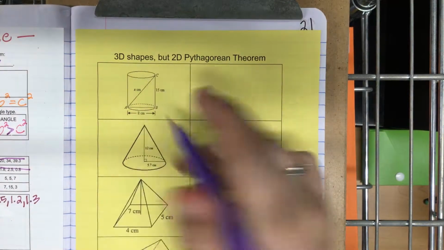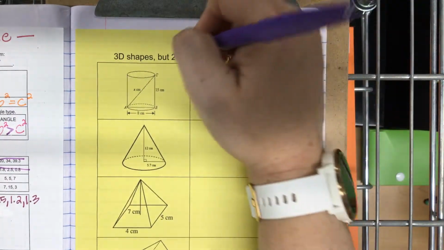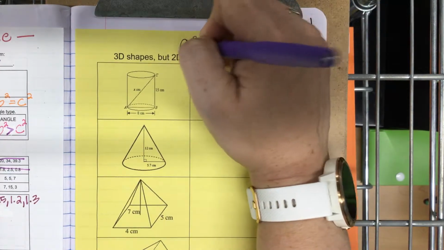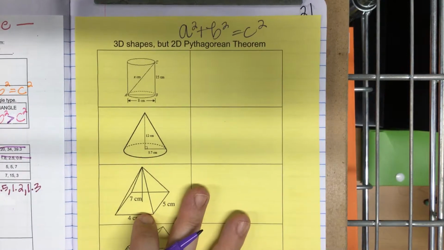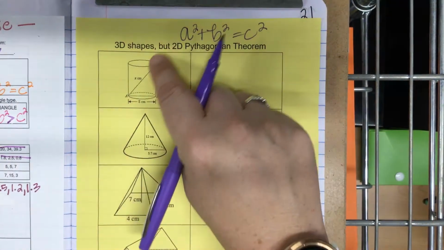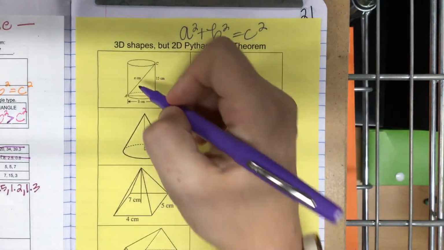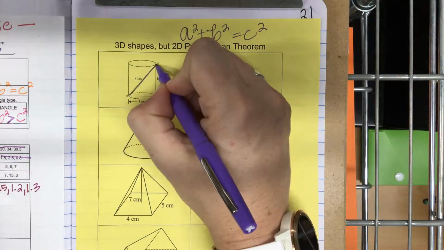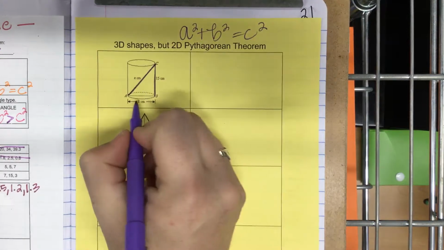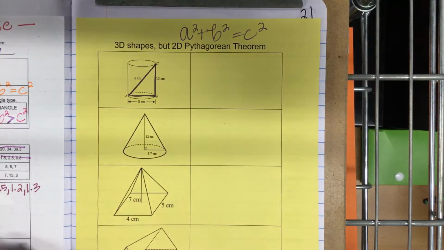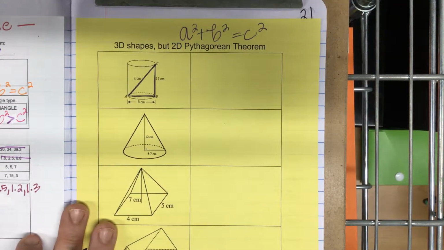3D shapes, but it's still just two-dimensional Pythagorean theorem. So we're still doing a squared plus b squared equals c squared. We just have to know a little bit about it. So if I look at this shape, here's my hypotenuse. Here's one leg, and here's one leg. You have to be really aware of what it's asking you.